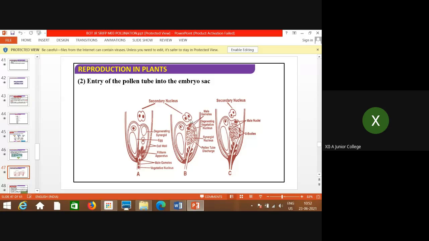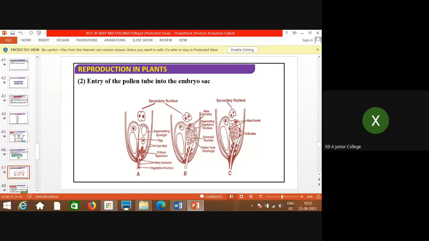What is that triploid? This is also called triple fusion, because the secondary nucleus is already diploid in nature. When it fuses with the second male gamete, it becomes triploid. So this is called triple fusion, and the form which is produced is called the triploid primary endosperm nucleus. And here it is called generative. Just note the last sentence when I told you that I will explain it later.